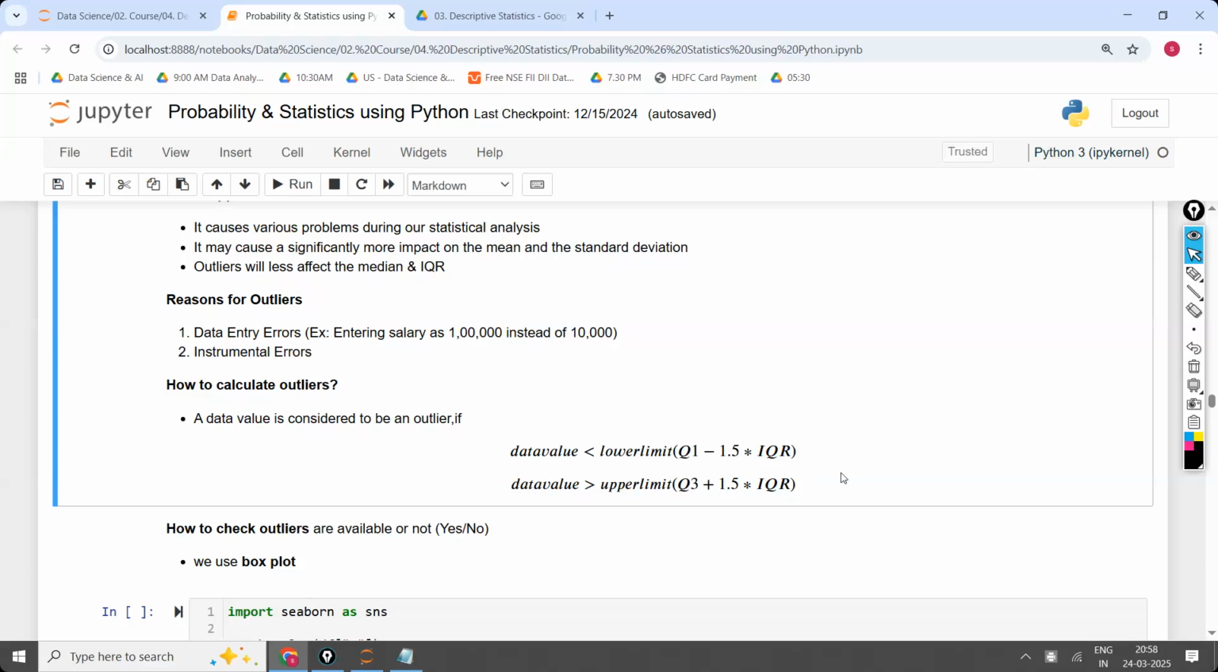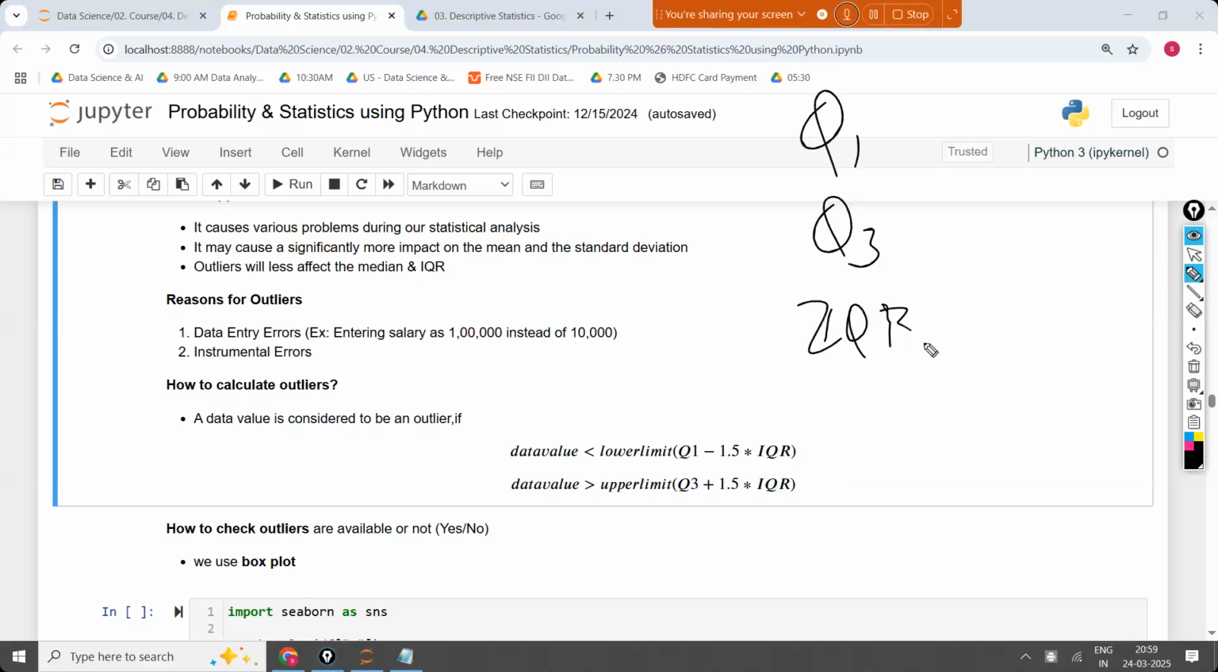For the given data set, what do you have to calculate first? You have to calculate Q1 first, followed by Q3, followed by IQR, followed by the lower limit, and from there the upper limit. After calculating, you can decide whether an outlier is available in your data set or not, if any value is greater than the upper limit or any value is less than the lower limit.